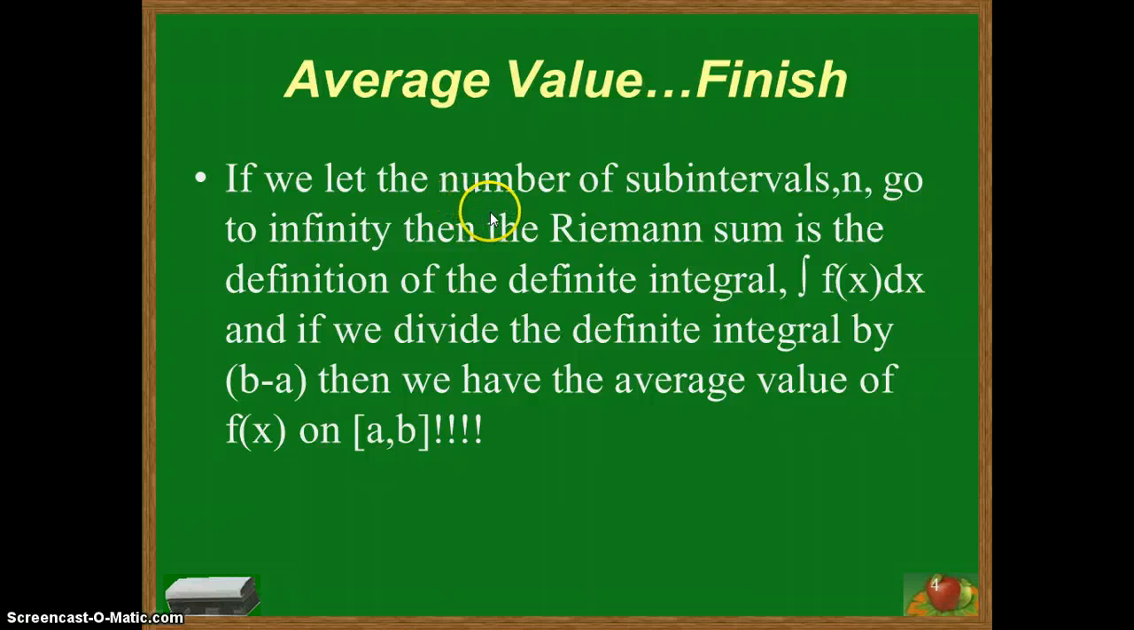And if we let the number of subintervals, n, go to a very large number, like infinity, then that Riemann sum would be the exact definition of the definite integral of f of x dx. Dividing the definite integral by b minus a, which is on the outside, we have that the average value of f of x on a closed interval [a, b] is 1 over (b minus a) times the integral of f of x. That's it.